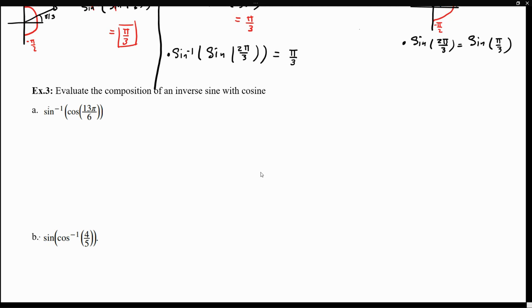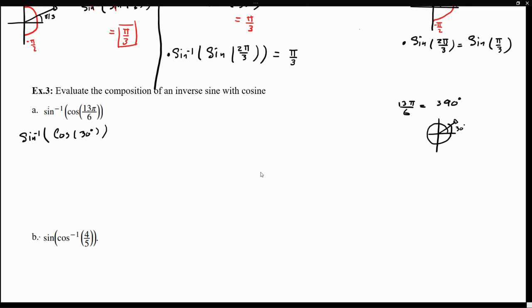So let's try to simplify this. But notice that 13 pi over 6 is equivalent to 390 degrees. So let's just rewrite this. 390 degrees is saying that you can go 360 degrees plus 30 more, and you will get 390 degrees. So instead of looking at the cosine of 390 degrees, I can just rewrite this and find out that this is equivalent to the cosine of 30 degrees.